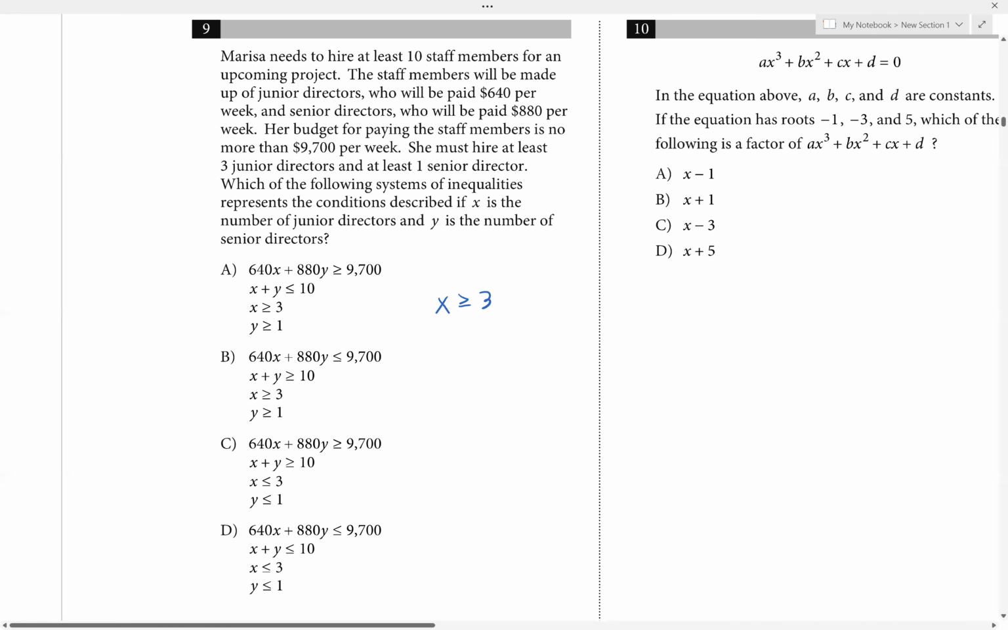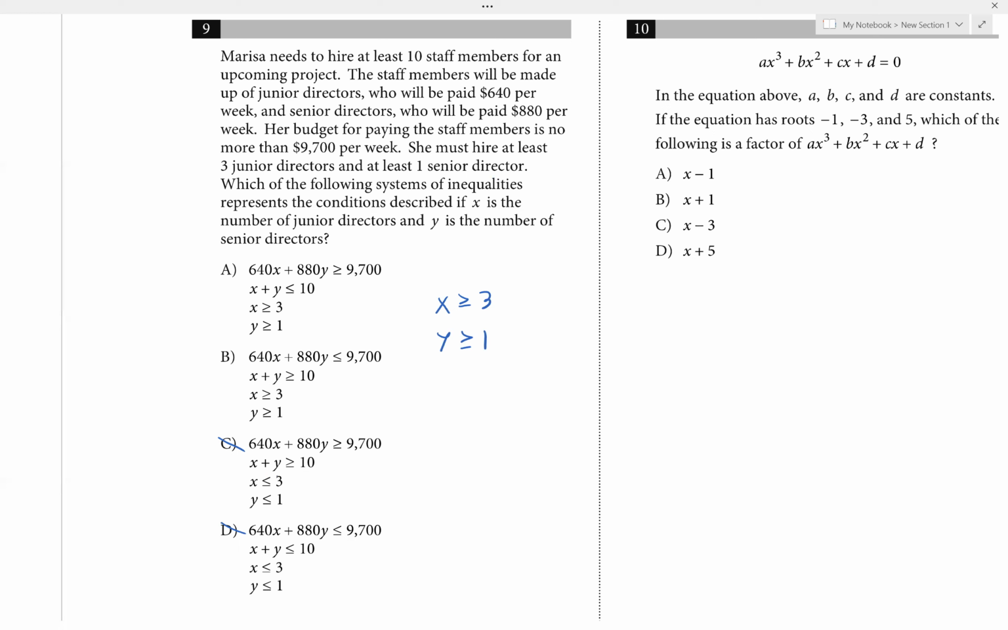Then for the Y value, we know we have to have at least 1 senior director. So Y should be greater than or equal to 1. These two inequalities are easier to figure out. So then we can eliminate C and D for sure, because C and D have less than or equal to, and at least has to be greater than or equal to. Now between A and B, let's take a look.